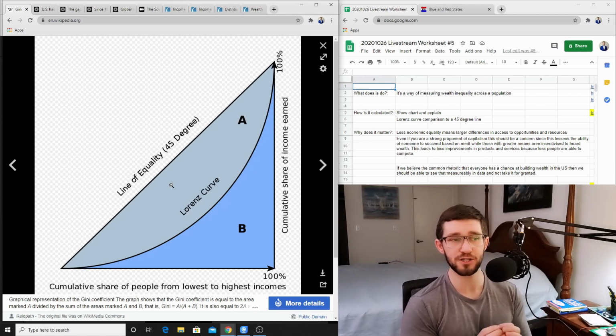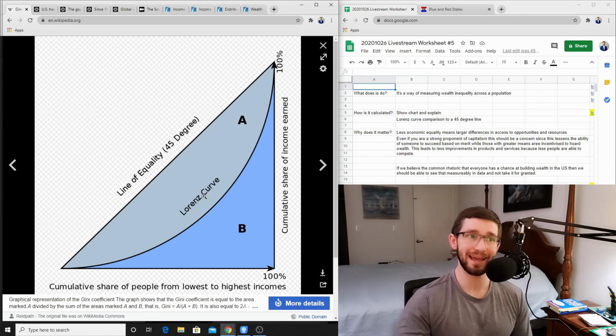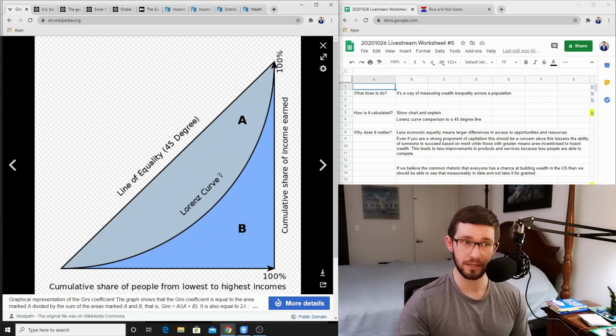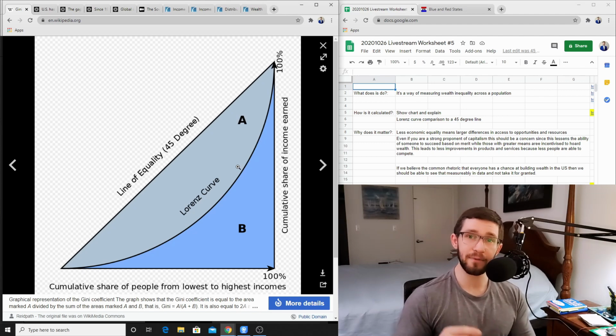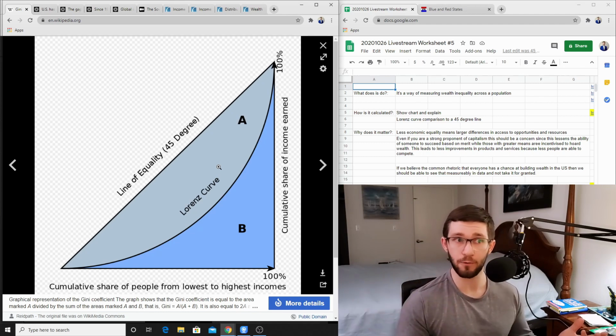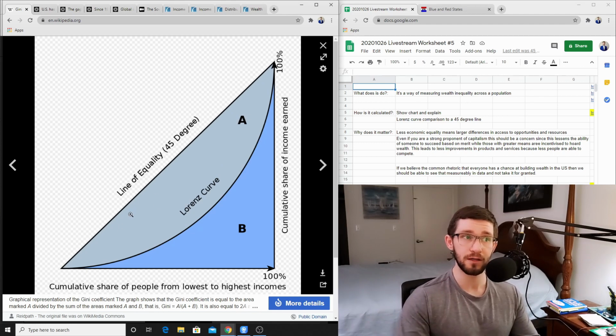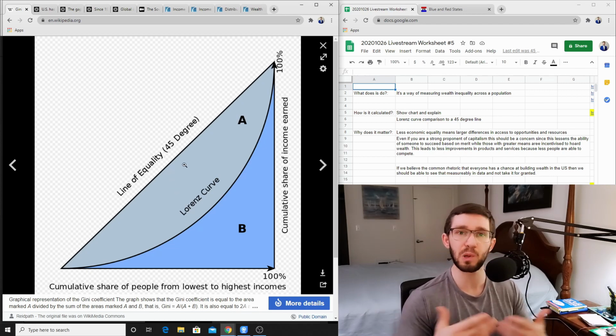And then what the Gini coefficient actually is: you take the area, the space between the Lorenz curve and the line of equality, and you divide it by the total area under the line of equality. So it's A divided by (A plus B). Essentially, 1 would be perfectly unequal, because it would mean the curve is equal to the entire area under the line, and 0 would be perfectly equal. So you want it to be lower, generally speaking.